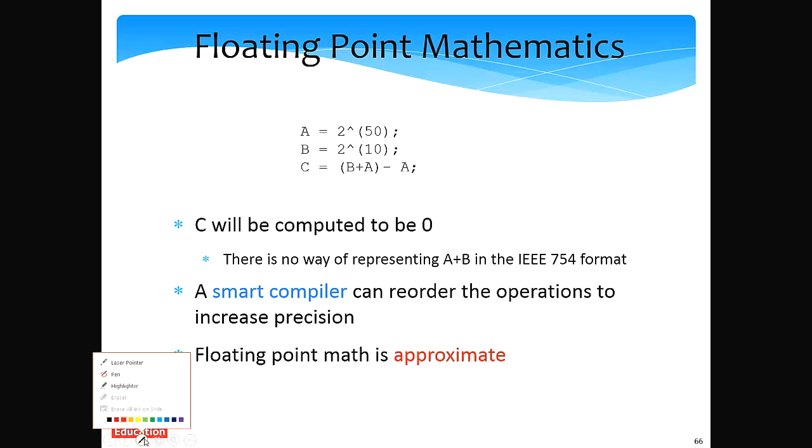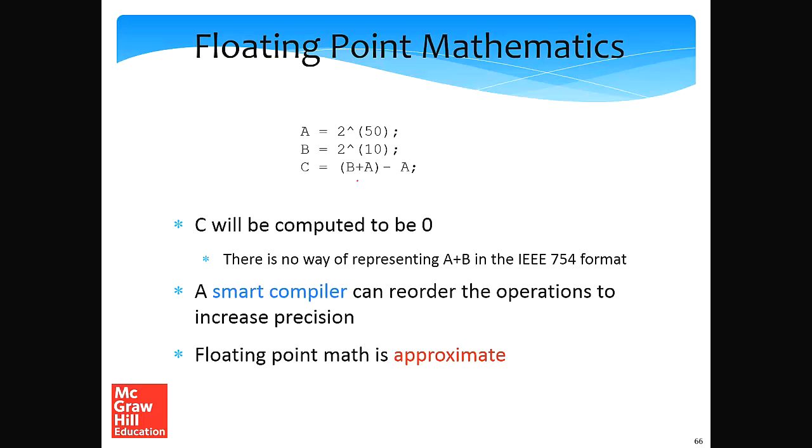Let us now take a look at some basic floating point math that we want to add. We have two numbers, a and b, where a is 2 to the power 50 and b is 2 to the power 10. We want to add a plus b, and then we want to subtract a, but a plus b we want to be done first. That's the reason it's there inside a bracket.